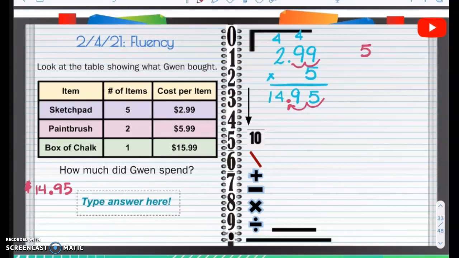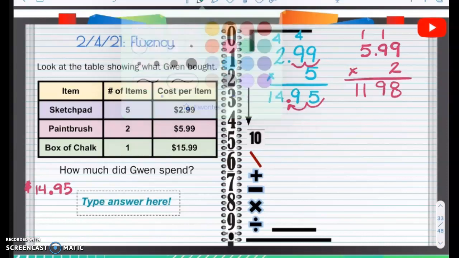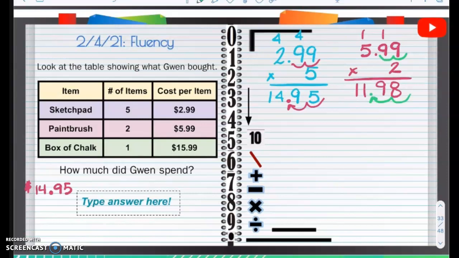So $5.99. She bought 2 paintbrushes at that cost. So 9 times 2 is going to be 18. 9 times 2 again, 18 plus 1 is 19. 5 times 2 is going to be 10 plus 1 is 11. That decimal, we go in 1 in 2, in 1 in 2, so $11.98 for her paintbrushes.